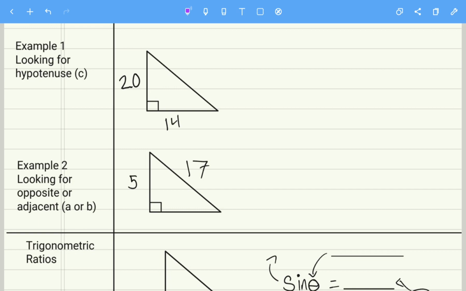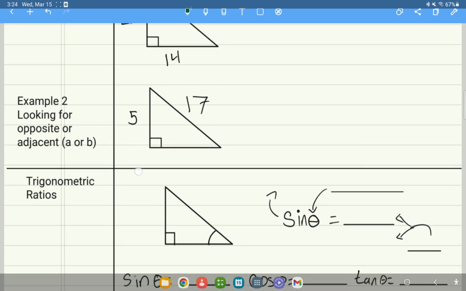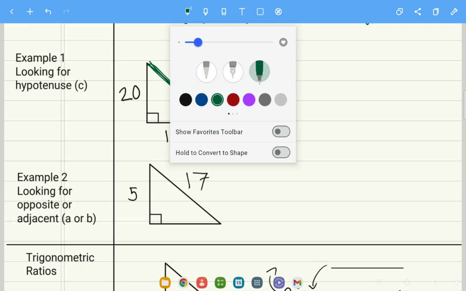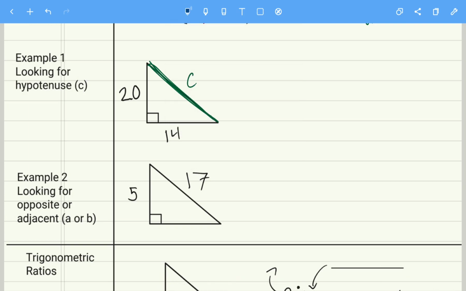The first one is going to be if we're looking for our hypotenuse C, which is this side right here. That is our C. The other two sides are A and B. It could be either or, especially since we don't know the angles. But the C has to be that hypotenuse. So let's go ahead and set this up. We get A squared plus B squared equals C squared.